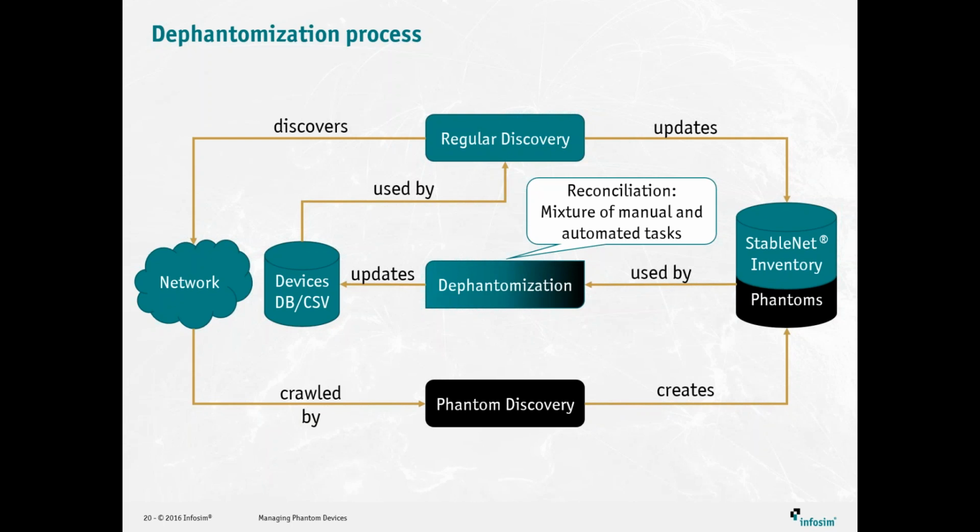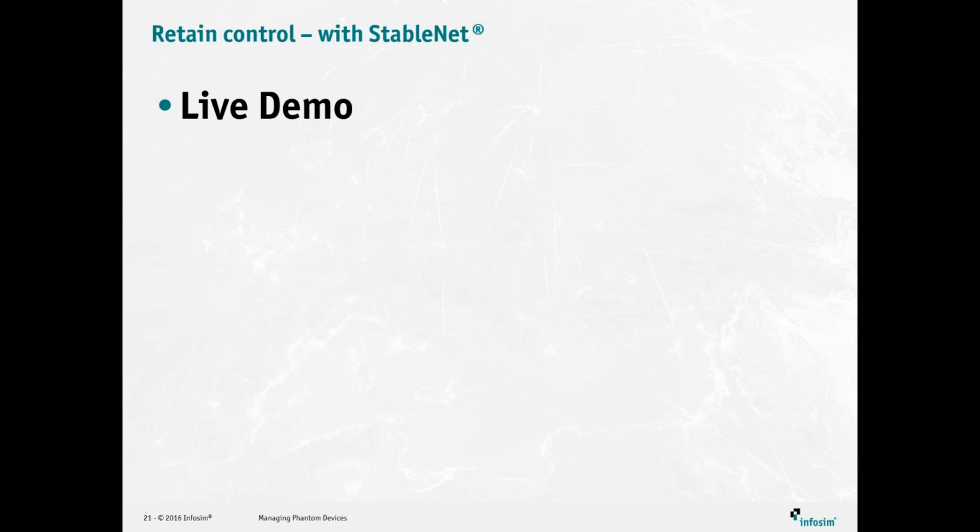And after the phantoms in your StableNet inventory become dephantomized, you can then update your devices DB so that they become part of your regular discovery, and they come from this phantoms part, and about these mechanisms will become part of your StableNet inventory and your CMDB if you want that. So that's theory. So let's have a short look at how this looks like in StableNet.